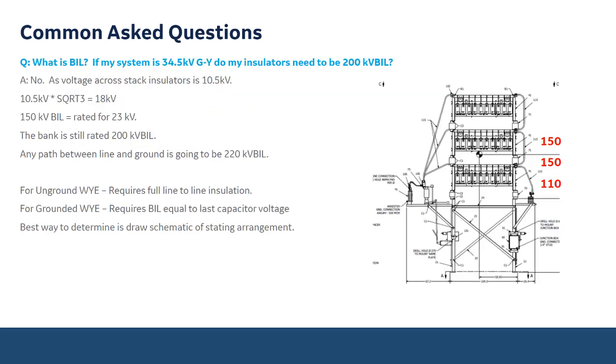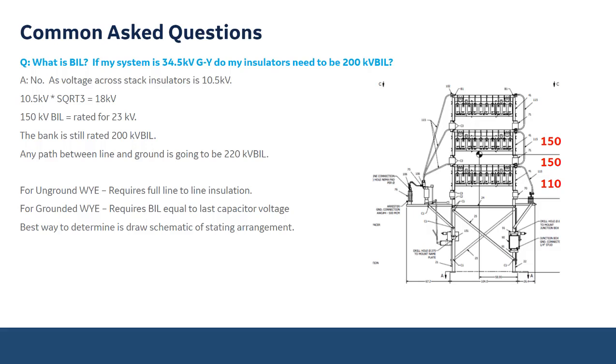What is BIL? The BIL, or basic impulse level, for my system, a 34.5 kV grounded Y: why do my insulators need to be 200 kV BIL? And the answer is no. On a grounded Y, the voltage across the stack insulators is 10.5 kV, so 10.5 kV times the square root of 3 equals 18 kV. A 150 kV BIL insulator is rated for 23 kV, so the bank is still rated for 200 kV BIL. Any path between the line and ground is going to be 220.